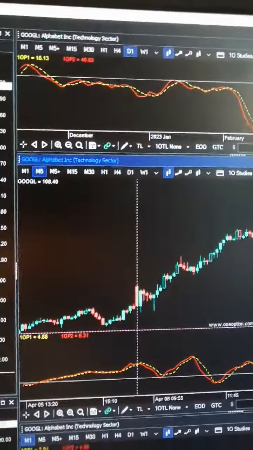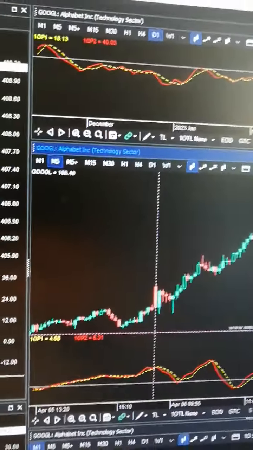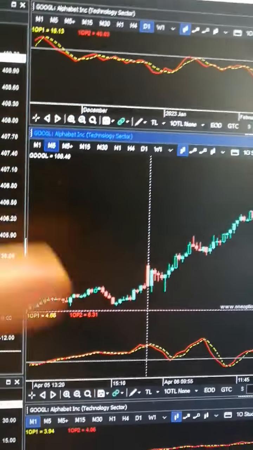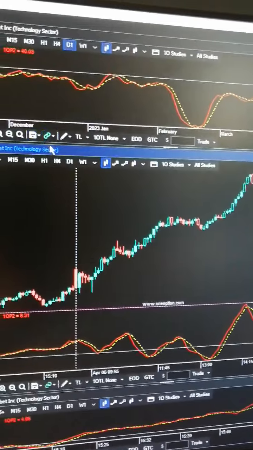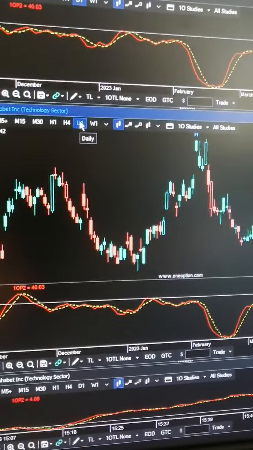Google was a very strong stock on Friday. I've got the D1 chart up here and the 5-minute chart down here. Here's why the D1 chart is so good. Now, I'm going to put this one on the D1 chart as well.